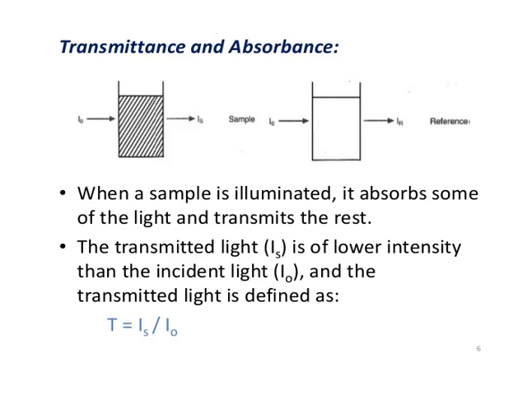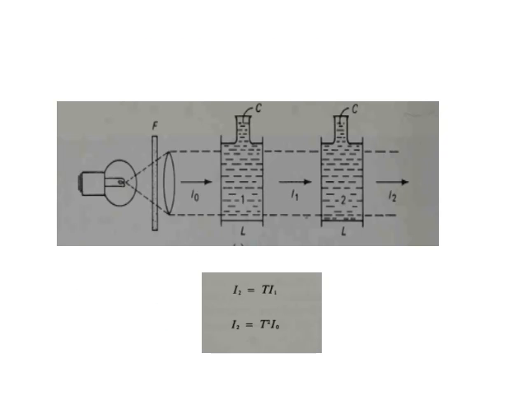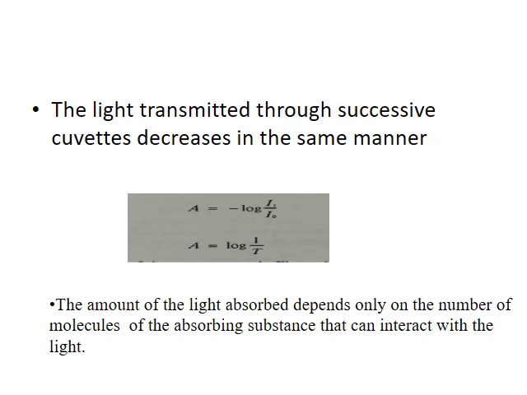When a sample is illuminated, it absorbs some of the light and transmits the rest. The transmitted light Is is of lower intensity than the incident light, and transmittance is defined as T equal to Is over I0. When two beakers are placed in succession, it is represented as I2 equal to T I1 and I2 equal to T squared into I0. The light transmitted through successive cuvettes decreases in the same manner.